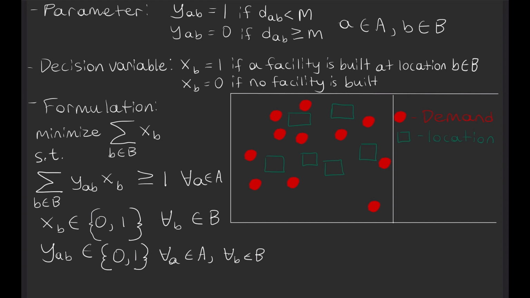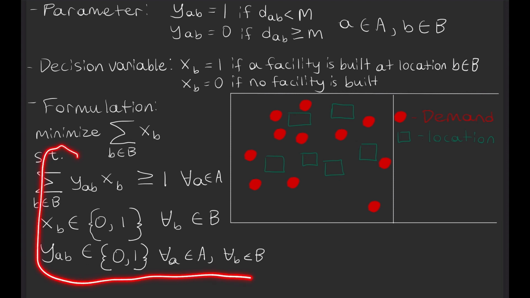So we're going to add up all the ones and zeros, and we're going to try to minimize the sum. If this location is x1 and we choose not to build anything there, then x1 is going to be equal to 0. If this is x7 and we choose to build something there, it's going to be equal to 1. So we're just trying to minimize the number of locations being built. To summarize, this is our objective function, and we are trying to minimize the sum of xb, which is the total number of facilities built.